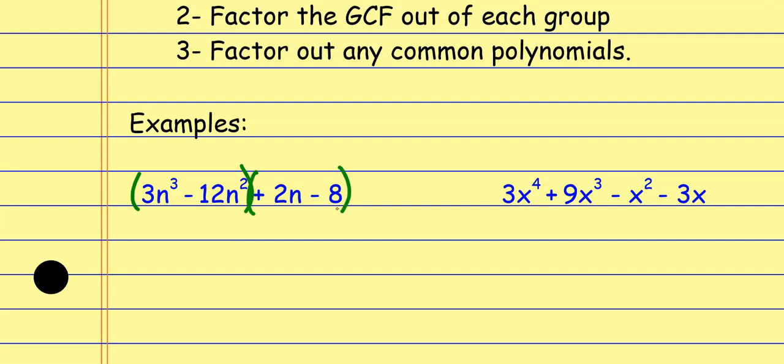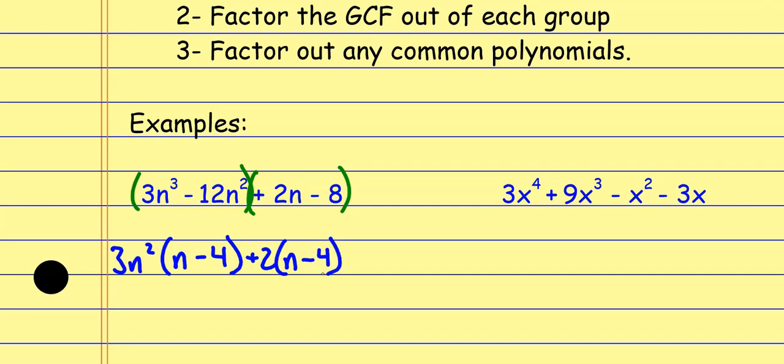So I ignore the second group. Look at the 3n cubed minus 12n squared. The greatest common factor is a 3n squared. And now I divide out the 3n squared, which leaves me with an n minus 4. Out of the second group, I have to look for the greatest common factor. I can factor a 2 out, so I'm going to put a plus 2. And it's important to include the sign. Tell me whether you're factoring a positive 2 or a negative 2. So I factored that out. That leaves me with an n minus 4.